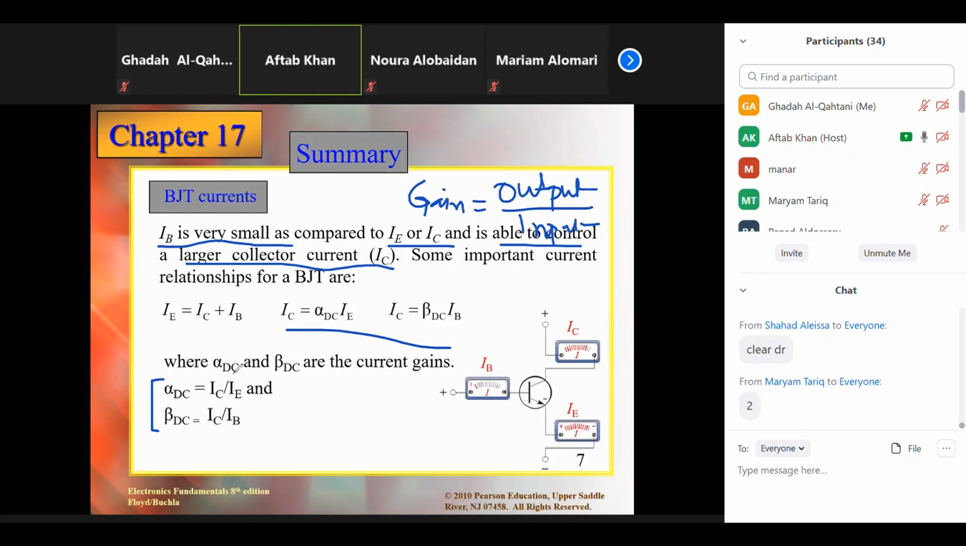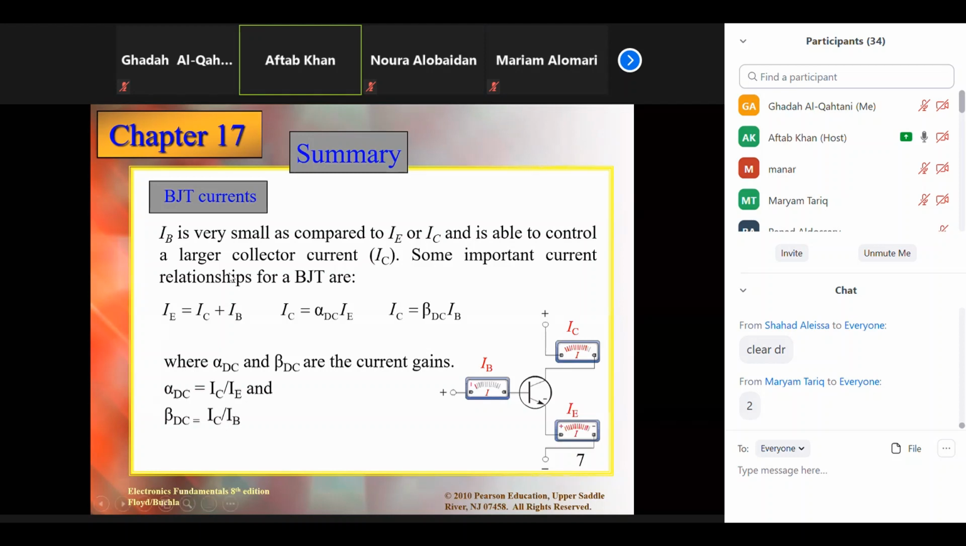So here, collector current divided by IE, that is, how much current we are getting at the collector while we are emitting this much current, is basically alpha DC. Another thing, beta DC, is what? Again output over input, which is IC over IB. So there are two current gains, alpha DC and beta DC.